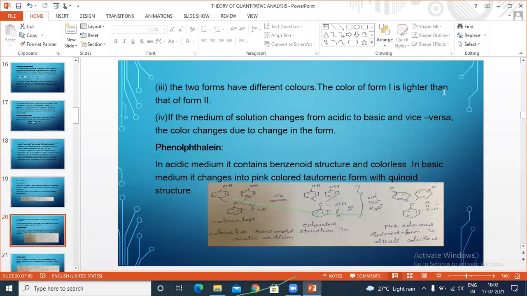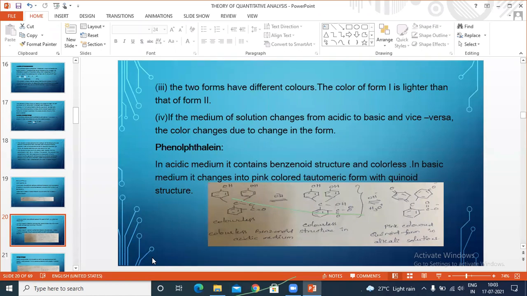The color of form one is lighter than that of form two. Both forms, the benzenoid form and the quinonoid form, are colored. One has a light color and the other has a thick color. If the medium of the solution changes from acidic to basic or vice versa, from basic to acidic, the color changes due to the change in the form. So both have color, but one is light and the other is thick.